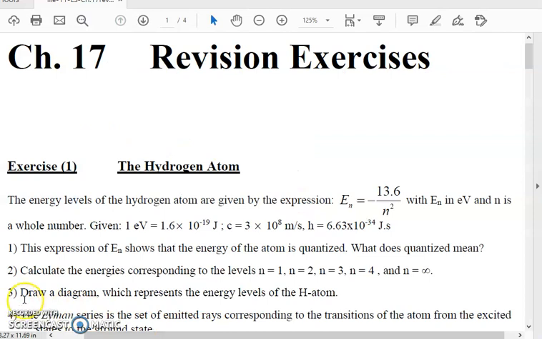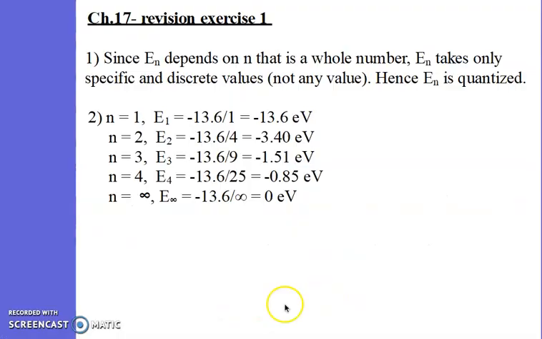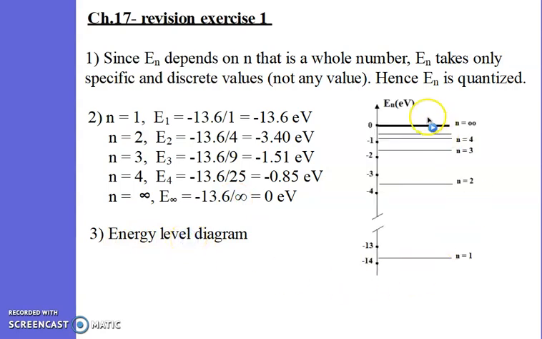Now in part 3, draw a diagram which represents the energy levels of the hydrogen atom. You know the diagram. This is called the energy level diagram. And we do it like this. This is the vertical axis which represents the energy of the hydrogen atom. Now here for n equal to 1, minus 13.6, n equal to 2, minus 3.4, etc. Okay?